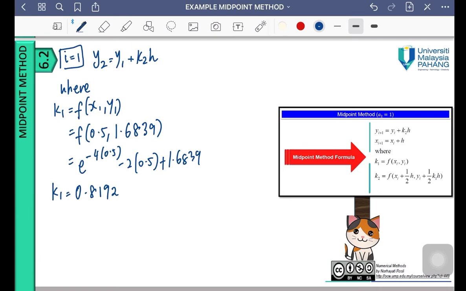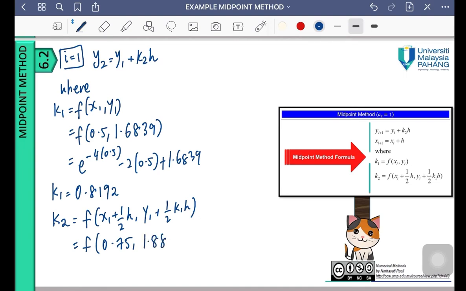Next I calculate my k2. K2 is a calculation at the midpoint, so here it is x1 plus half of your step size, and y1 plus half of your k1 times your step size. If we substitute the values and simplify, we should get 0.75 for x, and for y, 1.8887. Substitute into the equation: exponent negative 4 times x, minus 2 times x, and then plus y, 1.8887.